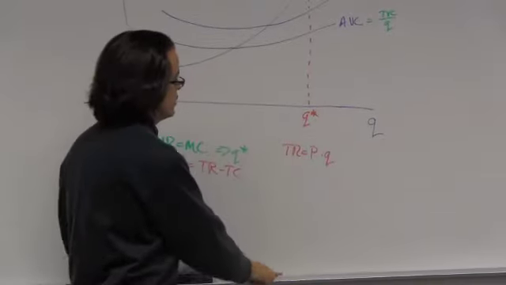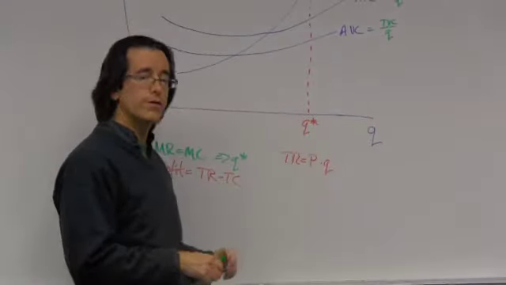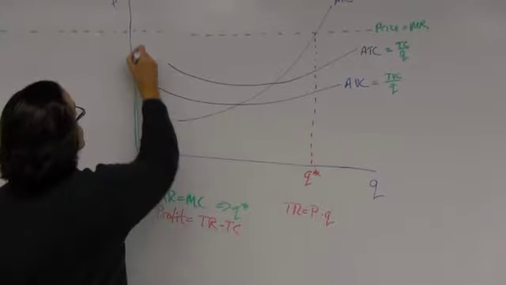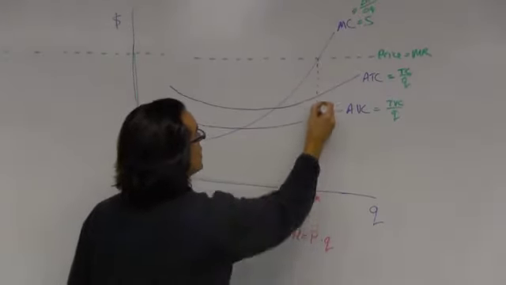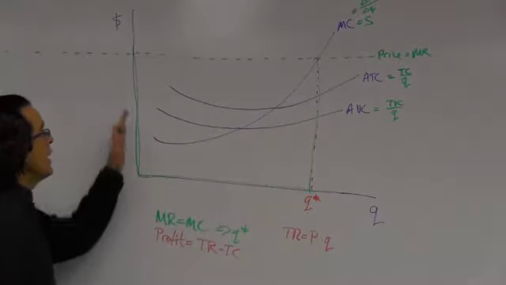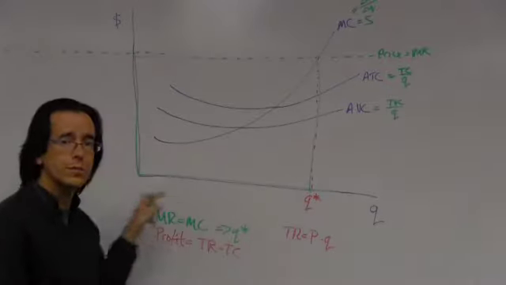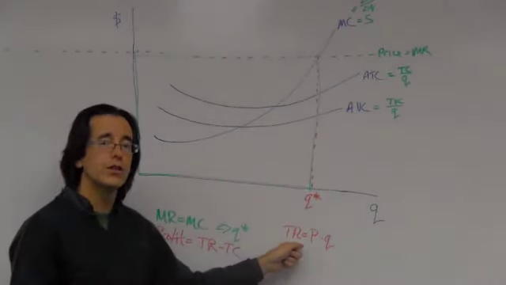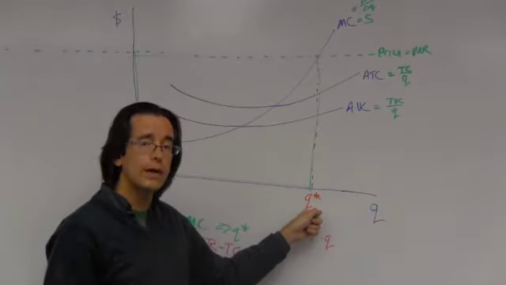So what we're going to do is say, at this quantity, what's the total revenue of the firm? Well, price times quantity. So if we look at the area of this box, height times width, the area of this box is your total revenue. This is how much the firm receives for selling Q star amount of goods.